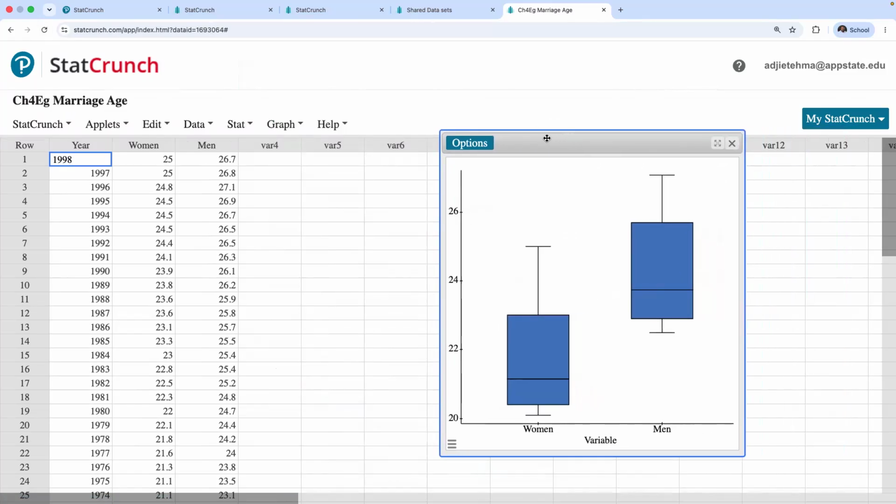So we can see no outliers. We can also tell that both women and men, they are all right skewed. Okay. Now, what can you see from here?